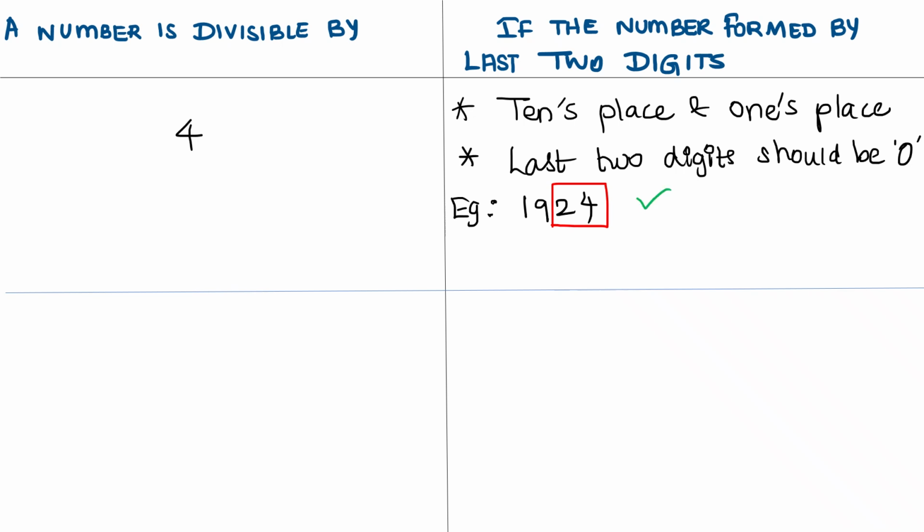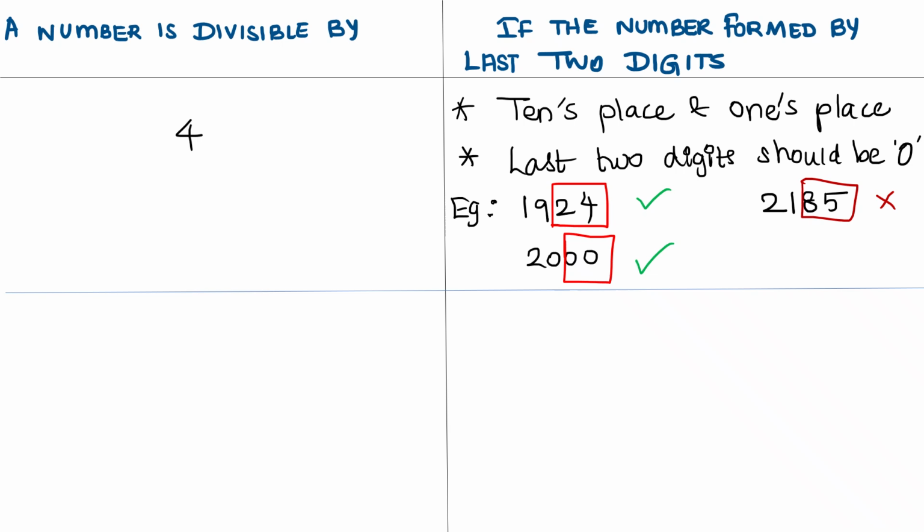Now let's take some other example. If I take the example of 2000, the last two digits are both 0. So I can come to the conclusion that it is divisible by 4. For one more example, if I take 2185, 85 is not divisible by 4. Therefore, the whole number is not divisible by 4. This is your understanding here.